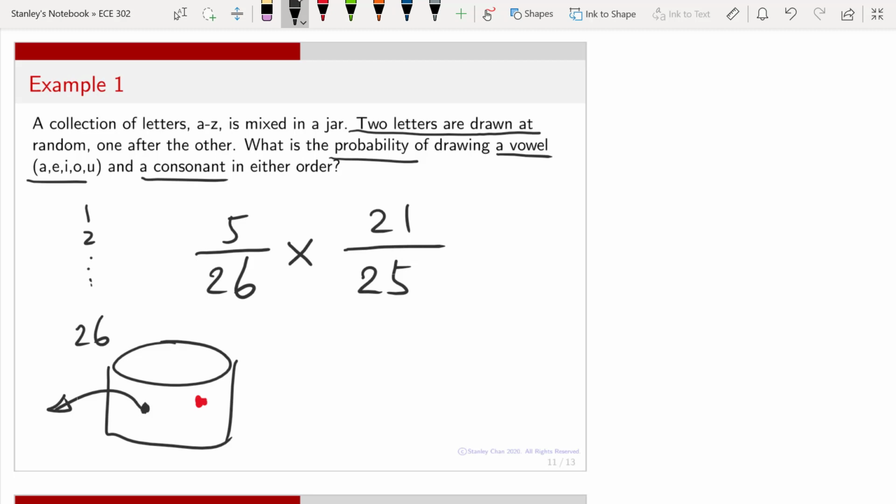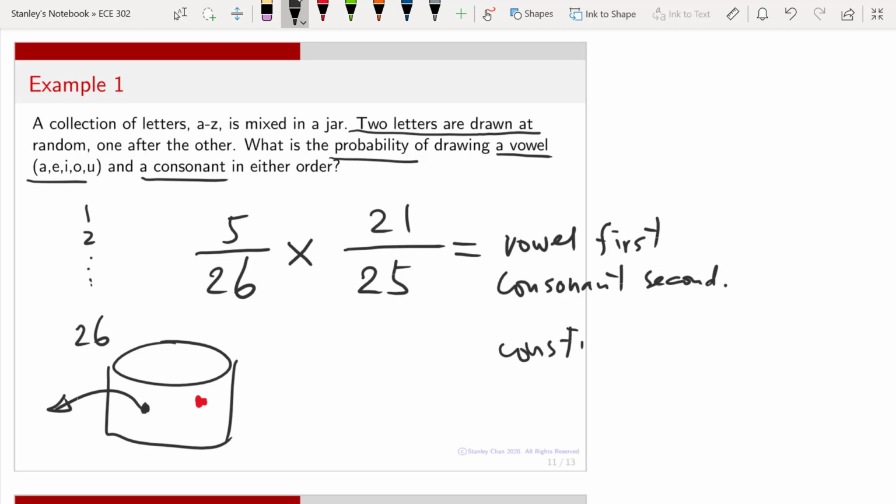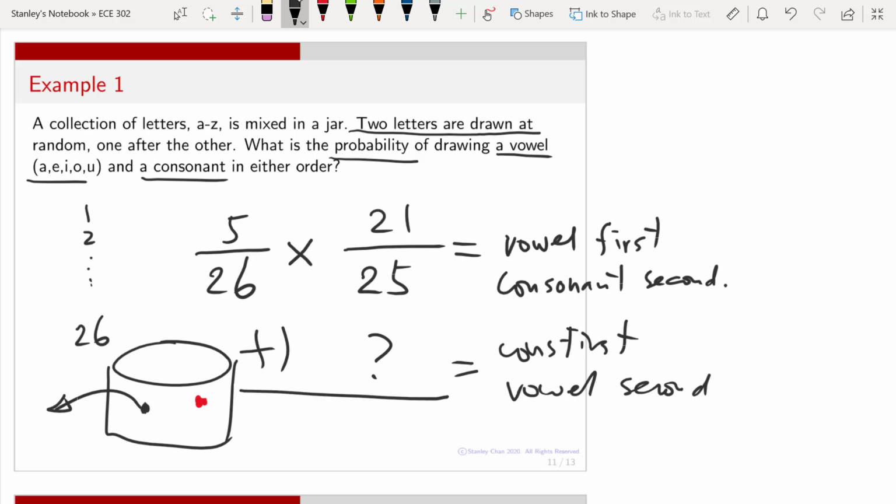However, you don't know whether you are picking a vowel first or a consonant first. So this is vowel first, and then consonant second. There's another possibility that you pick a consonant first, and then a vowel second. What does this probability equal to? Now you need to add these two numbers up. That would be your total probability.